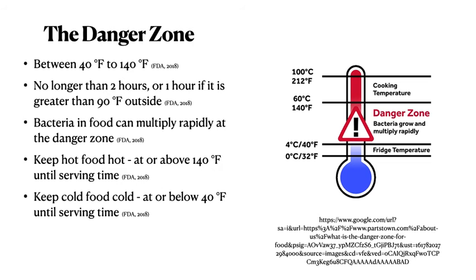The FDA has identified a certain range of temperatures as the danger zone. This zone is between 40 and 140 degrees Fahrenheit, and at these temperatures, bacteria in food can rapidly multiply. This means for you guys to keep hot food hot, which means at or above 140 degrees Fahrenheit until it's time to serve it, and to keep cold food cold, which means at or below 40 degrees Fahrenheit until serving time. And we want to make sure we don't leave that food out for longer than 2 hours, or 1 hour again if you're at an outdoor event where it's greater than 90 degrees Fahrenheit.